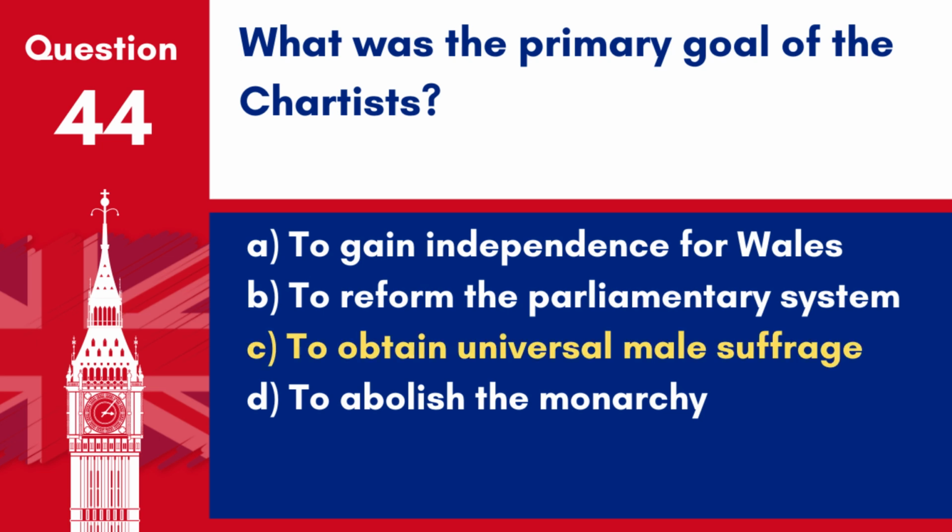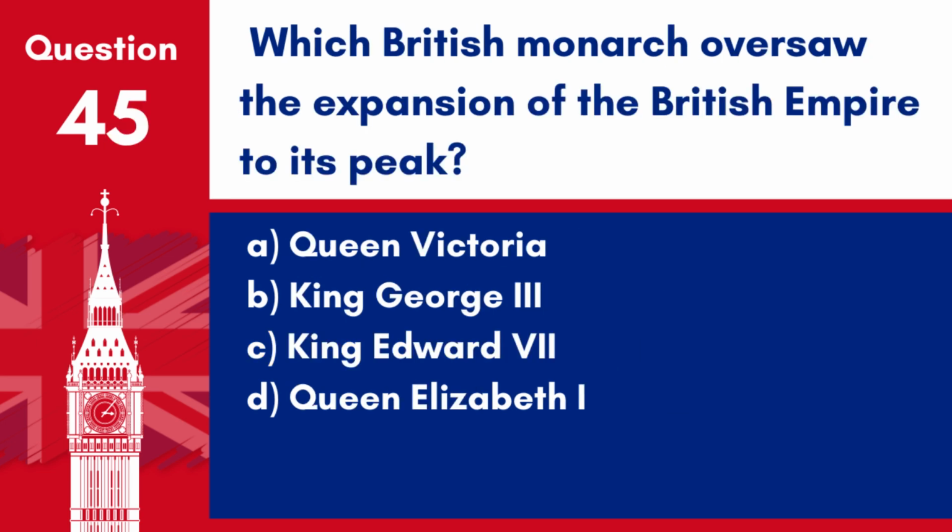Answer: C. To obtain universal male suffrage. The primary goal of the Chartists was to obtain universal male suffrage. Question 45. Which British monarch oversaw the expansion of the British Empire to its peak? A. Queen Victoria. B. King George III. C. King Edward VII. D. Queen Elizabeth I.